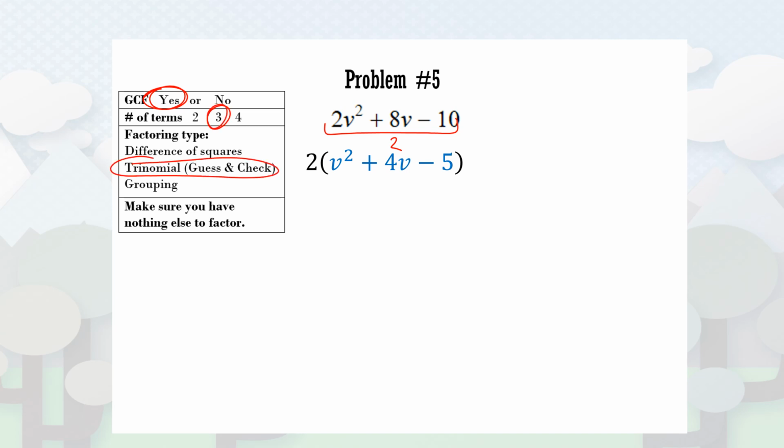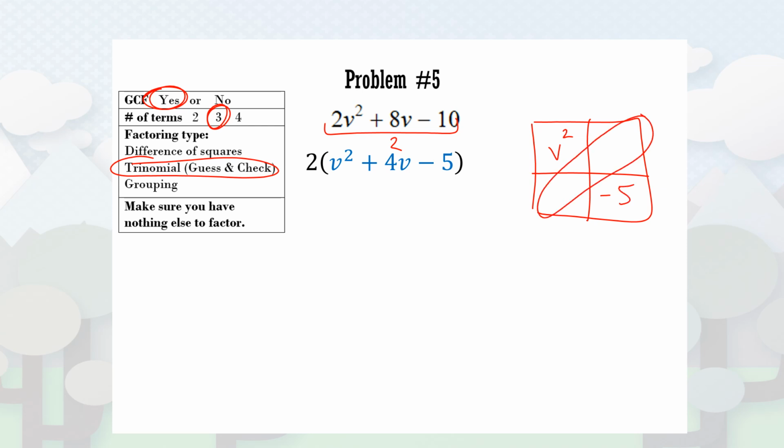And again, if you remember, we could set up an area model to factor. So we got v squared, -5, and then remember these 2 spots have to combine to 4v. Again, we know v and v go on the outside, and then we have to have things that multiply to -5, which is 1 and 5, but one of them has to be negative.